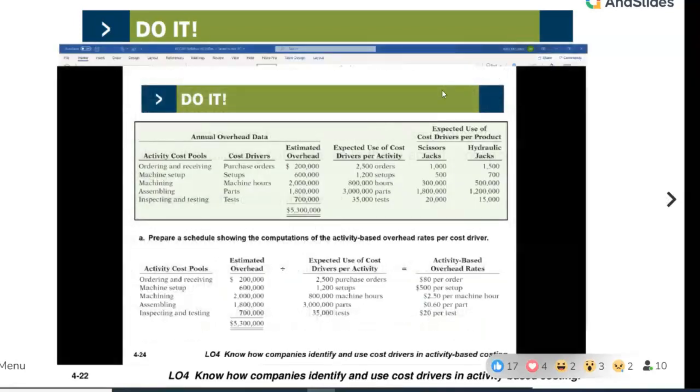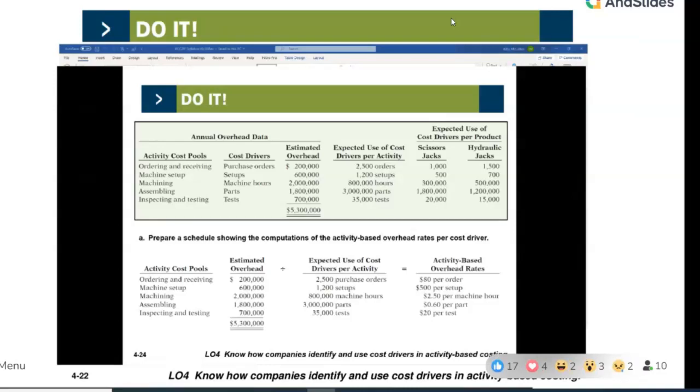Well, here, if we take a look at it, up in the green part, we have the information we just had on the other side. Now we're going to prepare a schedule. The first thing we need is the activity-based overhead rate. We don't have that. But that's simple. You simply take the estimated overhead, 200,000, and the estimated use of the activity, 2,500 orders, and you come up with $80 per order. You have to do this bit by bit.